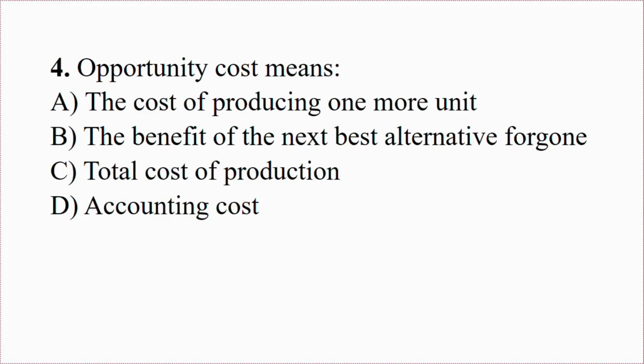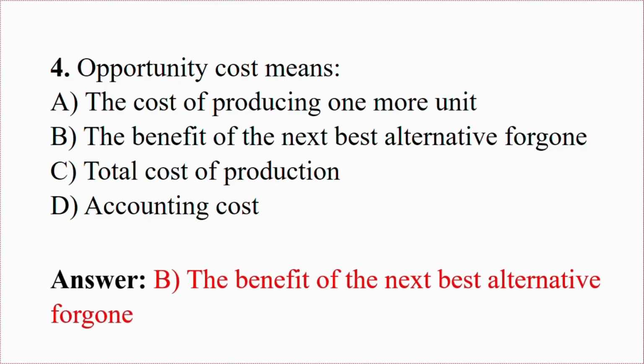The next question is, opportunity cost means A. The cost of producing one more unit, B. The benefit of the next best alternative foregone, C. Total cost of production, D. Accounting cost. The correct answer is B, that is the benefit of the next best alternative foregone.